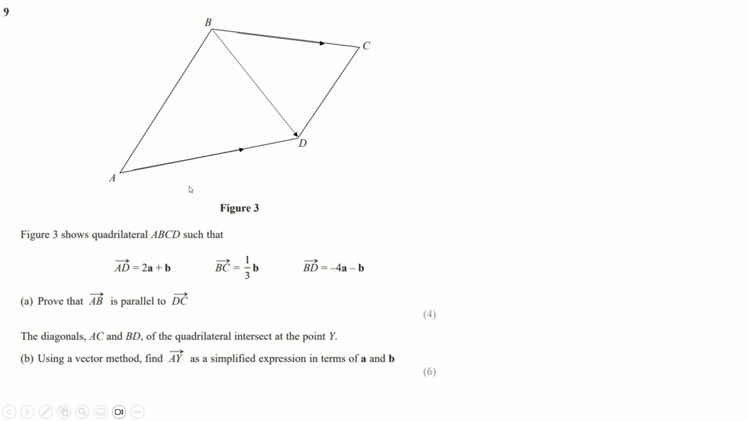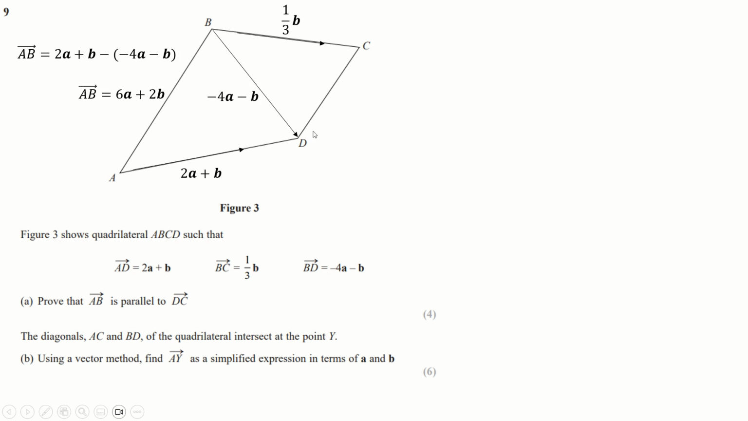9 then is the vectors question. So a to d is this. So let's label this. B to c is that. B to d is this there. Prove a to b and d to c are parallel. So a to b and d to c is what I'm looking for. Now a to b is clearly just this minus all of that. So be careful with the minuses, but you eventually get this.